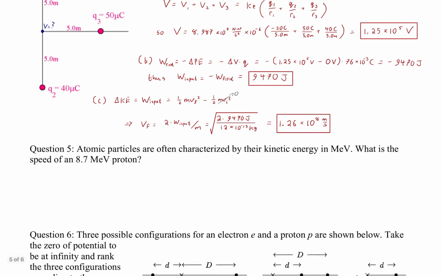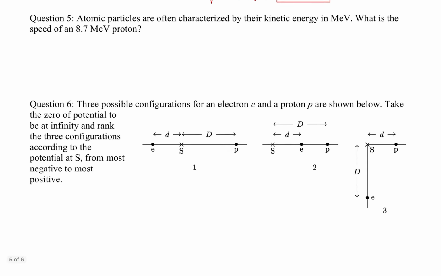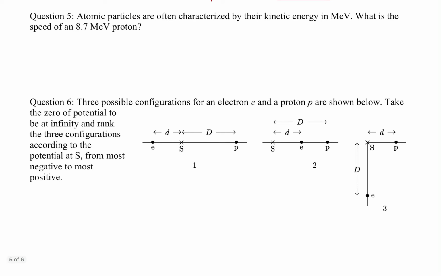All right. So finally, a couple of concept questions to wrap up this lecture. Question 5. Atomic particles are often characterized by their kinetic energy in mega electron volts. What is the speed of an 8.7 mega electron volt proton? Now, you might think of this as more computational, but I just want to get you used to the idea that we can often talk about the kinetic energy of particles in electron volts, and often mega electron volts. Okay, so we just set it up like this, the definition of kinetic energy.